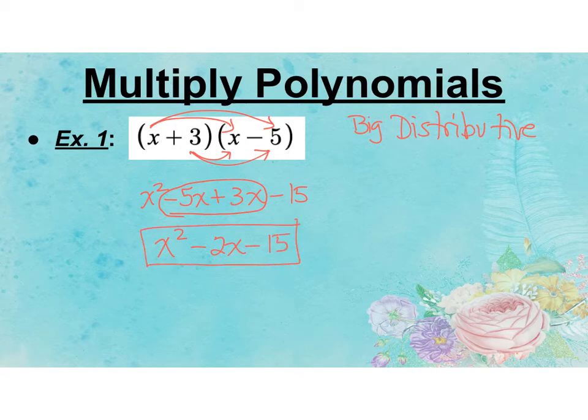It is in standard form because my powers go down to 1, 0. If I was asked to classify it, this would be a quadratic trinomial. And if I asked you the leading coefficient, well, there's nothing out in front of the x squared, so my leading coefficient is 1.